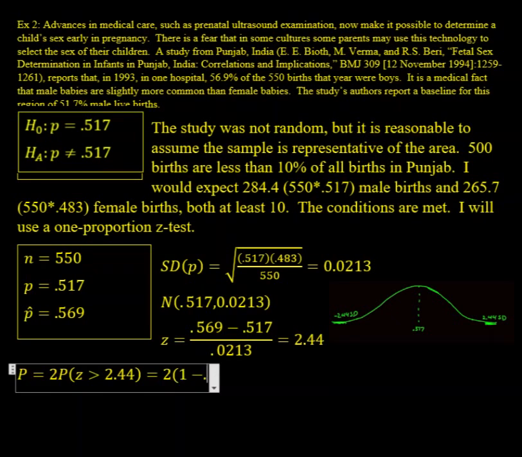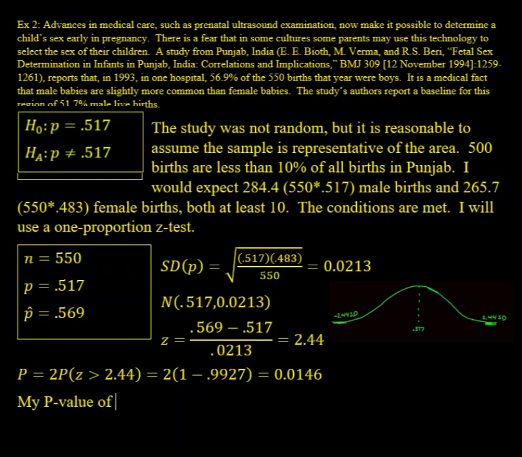And it comes out to be 0.0146. This is really low. In fact, it's below that kind of standard value of 0.05 for sure. So, my p-value of 0.0146, always state your p-value in the conclusion, always, is low, and I will reject the null hypothesis. Always say either I will reject or I will fail to reject, whatever is appropriate for the problem.